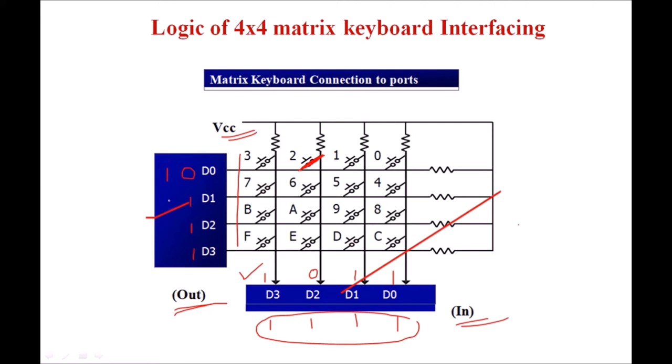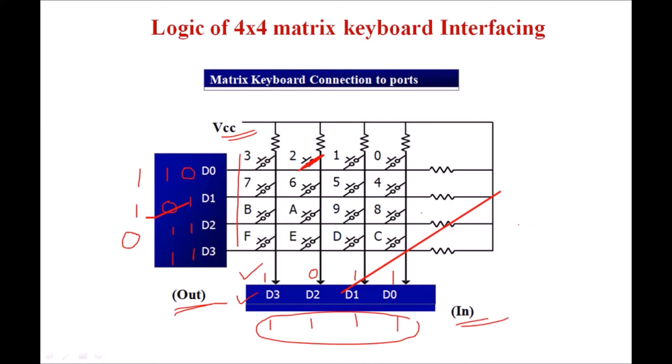we'll send logic 1 here and we'll send logic 0 on the next row. Then again logic 1 for the other 2 rows. Now we'll again check the data of this column. If data on column is other than 1111, then it indicates that a key of this row is pressed by the user. And then we'll check which key is pressed. For that also we have to apply logic.